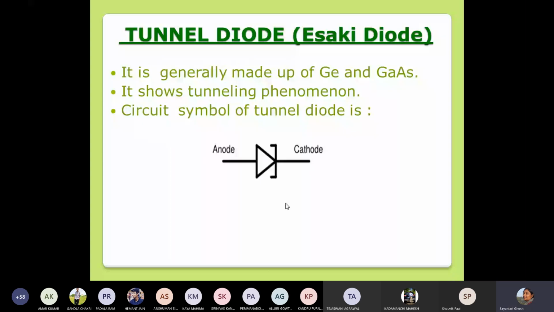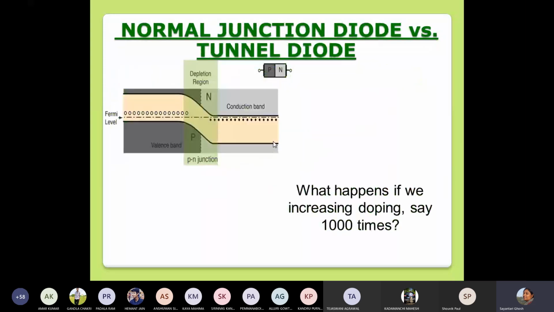So some basic things that we just mentioned here about the tunnel diode. It is generally made using germanium or gallium arsenide, while ordinary diodes are usually made of silicon. And the circuit symbol of the tunnel diode looks like this, where you have these small bars on both sides to distinguish the device from ordinary diodes. So let us talk about the working.